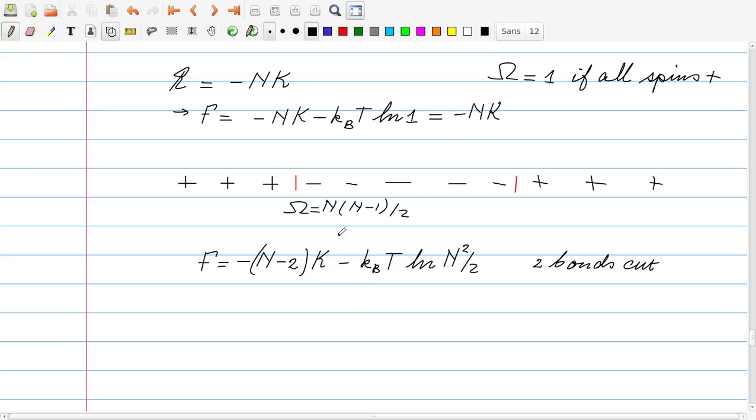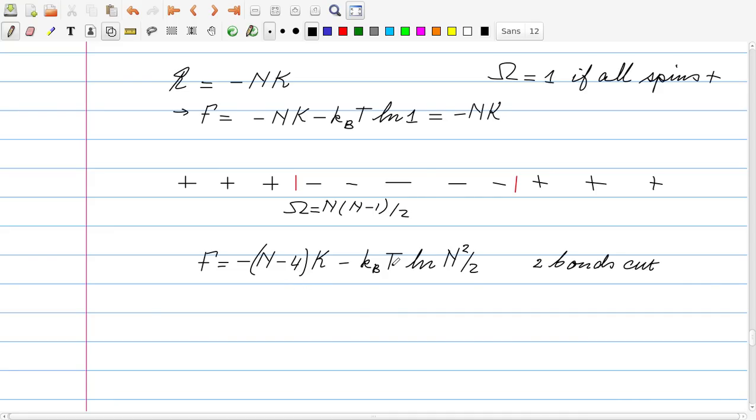How many ways are there to do that? Well, omega is n times (n minus 1) over 2, because I can choose the first cut at n bonds, and then I have n minus 1 possibilities left for the next one, and I have to divide by 2 in order to avoid double counting. And so if I then look at the energy, I have cut 2 bonds, and it costs me an energy of, in fact, 4k, because there are 2 bonds that go from minus k to plus k, so in total that gives me a difference of 4k.